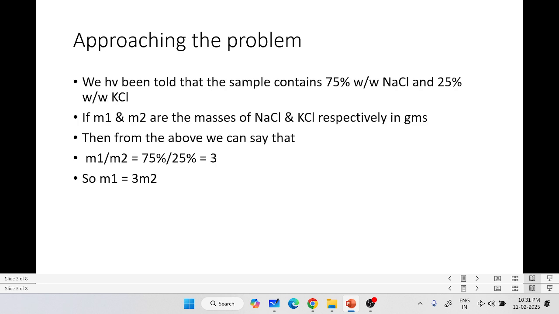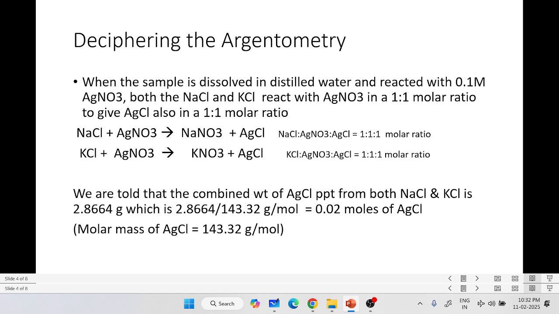So how are we going to approach the problem? We have been told that the sample contains 75% weight by weight of NaCl and 25% weight by weight KCl. So if M1 and M2 are the masses of NaCl and KCl respectively, in grams, then we know that M1 by M2 will be 75 by 25, which is equal to 3. So M1 is 3 times M2, which means the weight of sodium chloride is thrice the weight of potassium chloride in the sample. This fact we'll use later, and now we will decipher the Argentometry.